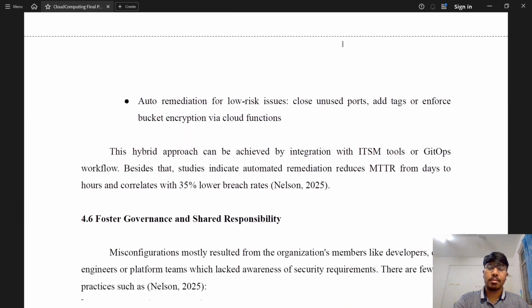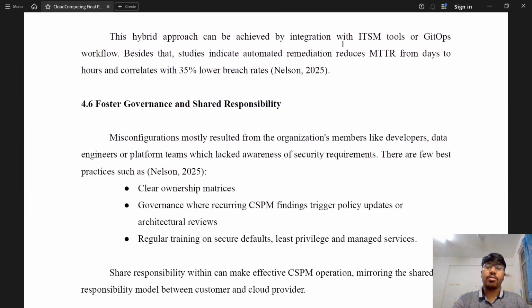Lastly, last but not least, is fostering governance and shared responsibility. Organizations should establish clear ownership matrices, provide training on secure practices, and trigger policy updates when findings repeat.